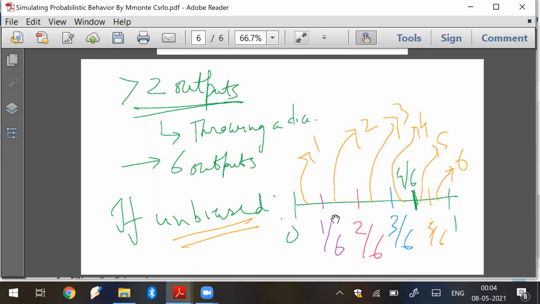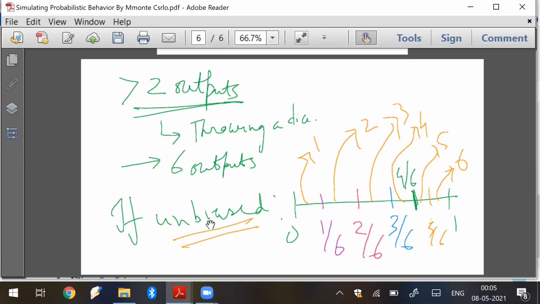You may ask why I am suddenly using 0 to 1 by 6 for 1. You can just reshuffle between them, no matter. I'm just following this ordering: first 1, then 2, then 3, then 4, then 5, then 6. So I'm taking 0 to 1 by 6, then 1 by 6 to 2 by 6, then 2 by 6 to 3 by 6, 3 by 6 to 4 by 6, like this. You may jumble them up, no problem. For example, if it falls within 0 to 1 by 6, I take 2, and for 1 by 6 to 2 by 6, you can take 1. The main thing is that you have to divide the whole interval into equal parts, because we are considering an unbiased dice here.